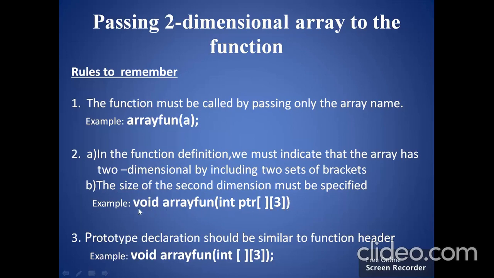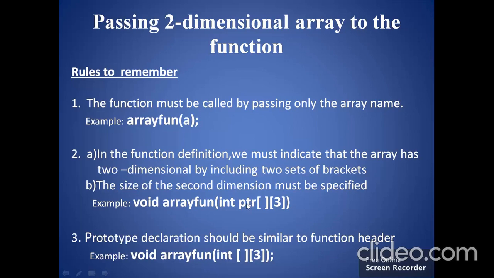At first consider this void. This void represents that this function will not return any value to the calling function. Then this array fun represents the function name. Then after that, inside the bracket, we will have int, then we will have ptr.